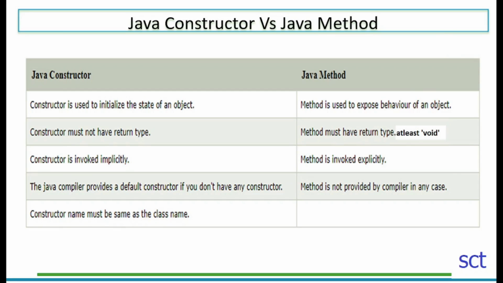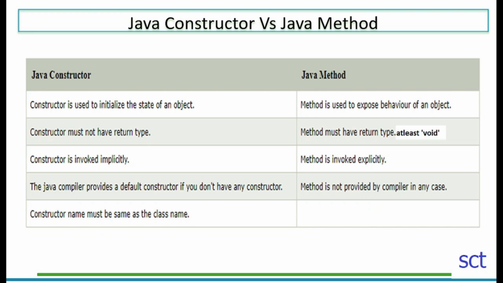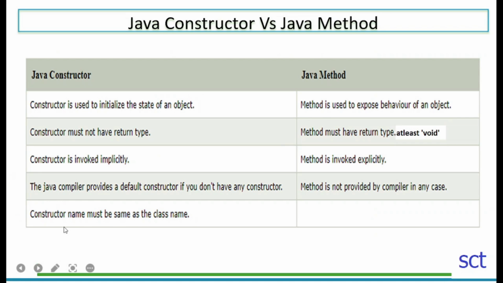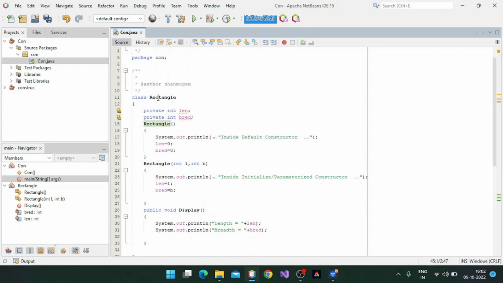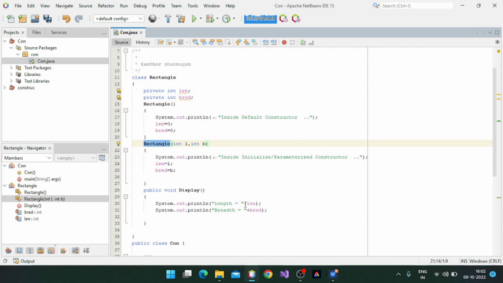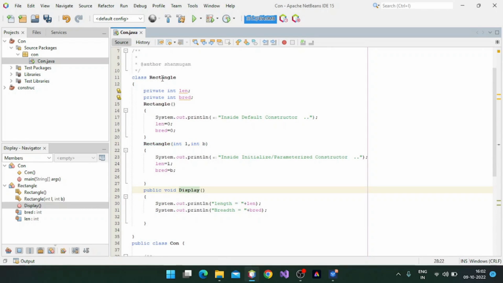Next, the Java compiler provides the default constructor if you don't have one. That is what we have seen in the last slide. If you don't have any constructor, by default it will put a default constructor and the values will be initialized there. A constructor must have the same name as the class. As we have seen, the class name and the constructor name, Rectangle, are going to be the same. But a Java method, which is available inside the class, can have a different name. So display is not the same as Rectangle here.